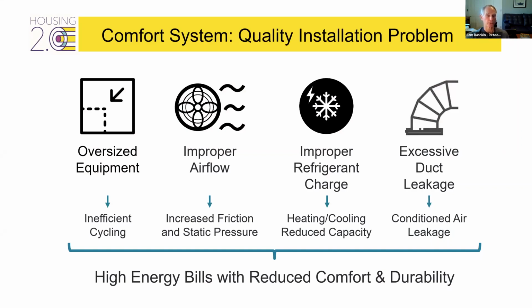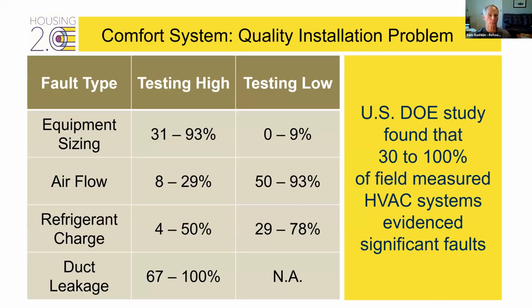Now moving on to the comfort system, we have to be aware that we have an epidemic of poor quality installation. The culprits are oversized equipment, which leads to inefficient cycling. We have improper airflow because we don't spend enough time on duct design, and duct leakage increases friction and static pressure. Improper refrigerant charge can lead to reduced capacity for the system, and excessive duct leakage means your conditioned space comfort will suffer. High bills, reduced comfort, durability: the rates at which we're observing quality issues with HVAC systems are astounding.